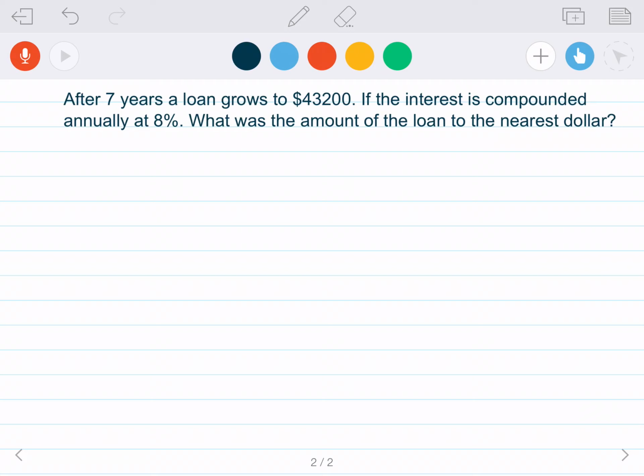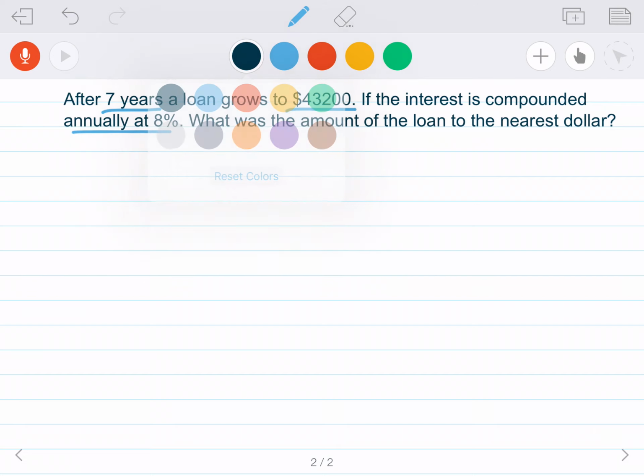So for this question here, we're looking at finding our principal. You can identify this because in the question we've got 7 years, a loan grows to 43,200. So that's our total amount. If the interest is compounded annually at 8%, what is the amount of the loan to the nearest dollar? So this is just looking for our first principal amount.